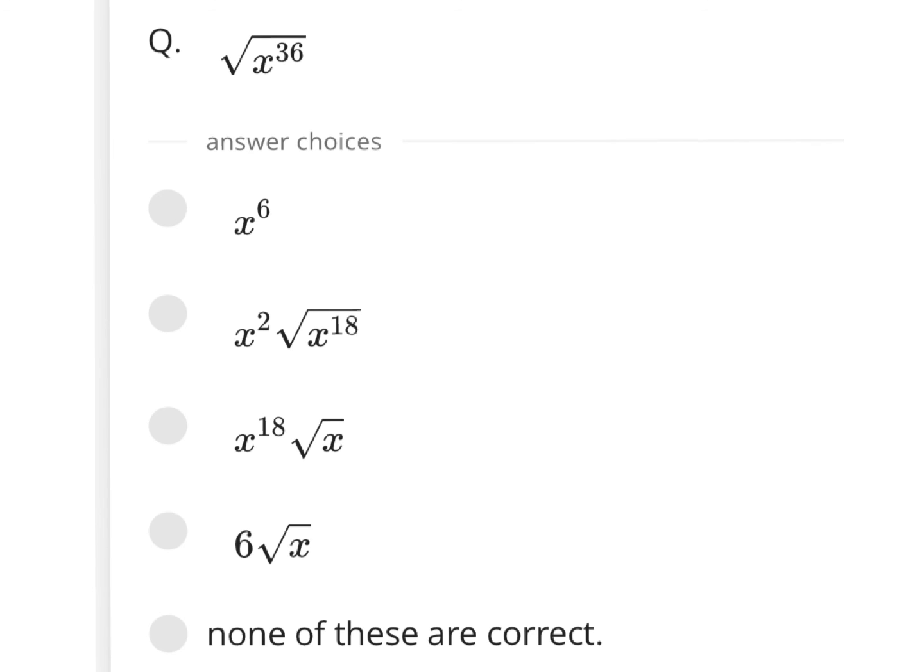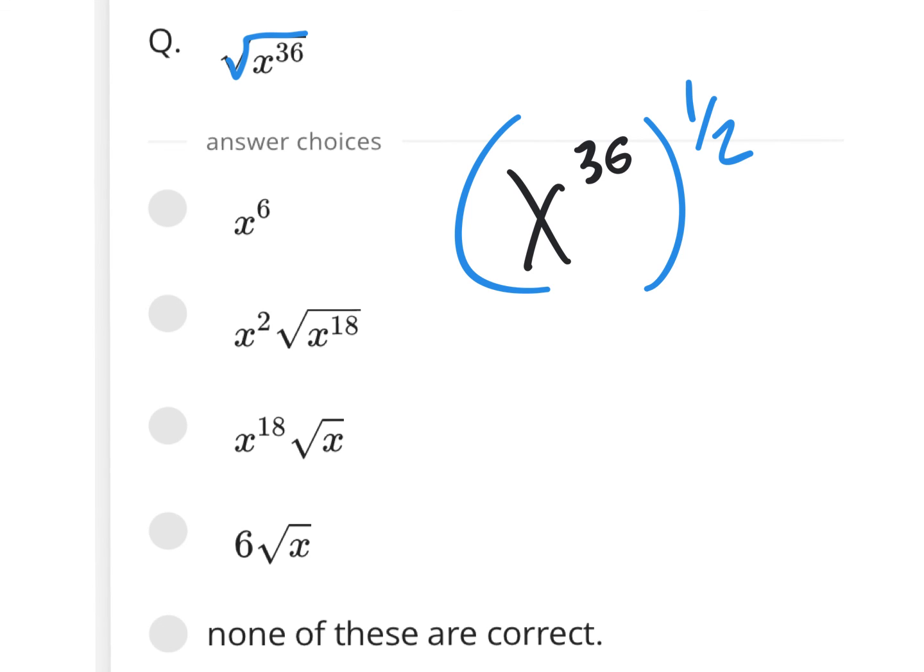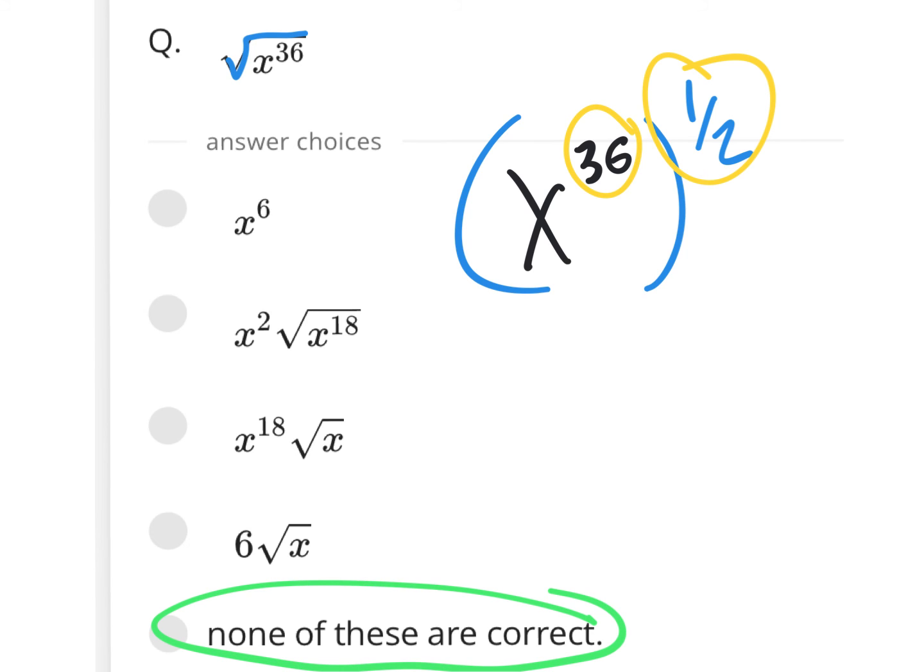Alrighty. This one's too easy, right? Square root is the power of 1/2. So you really have the power of 1/2 with the x to the 36th in there. And again, a power to a power, multiply. Your answer is x to the 18th, because 36 divided by 2 is 18. And obviously, none of those are correct. That was quick. Let's move on.